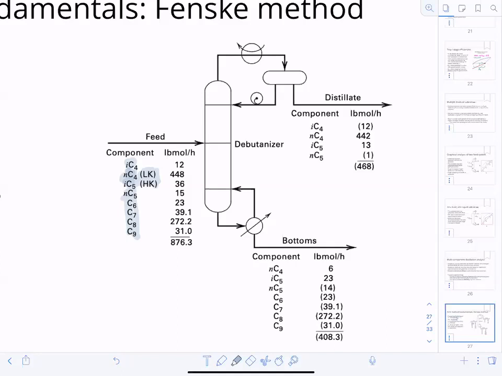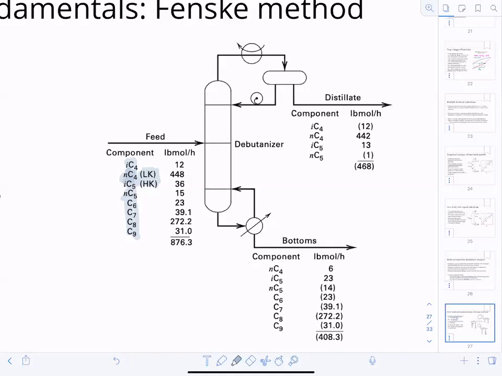And you must select the light key and heavy key to be adjacent in volatility. If you don't do this, you're going to have a middle component that just gets kind of smeared out on both streams, and you're not really using the separation effectively.